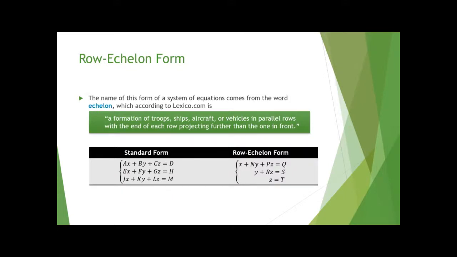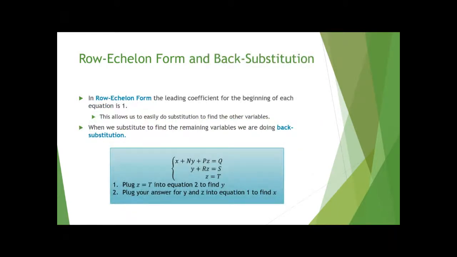So that's when we say row echelon form, that's what we mean. And so to solve things in row echelon form, we use back substitution. So first, row echelon form specifically has no coefficient in front of the x, y, and z, or you can think of it as one. If you have a number in front of those variables, that's not row echelon form. So it has to have no constant in front there, no coefficient.